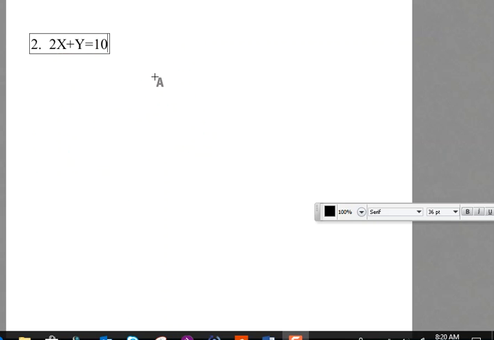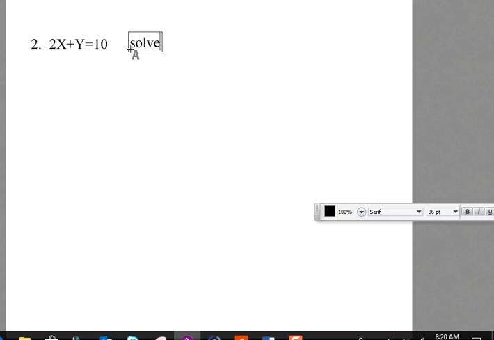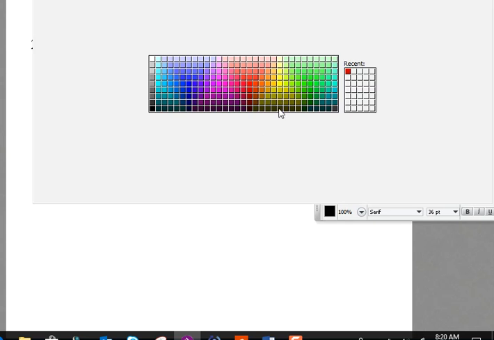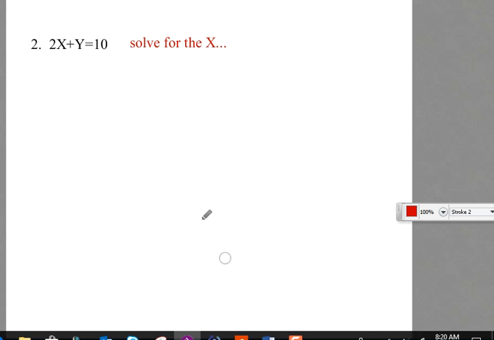For question number 2, let's read through this. We have 2 times x plus y equals 10. And on this one, we are going to solve for the x. That means that we want to get this x right here all by itself. Let me go ahead and put that x in a different color for us here. So we want to isolate the x.